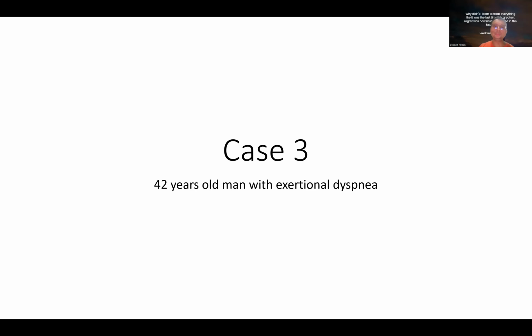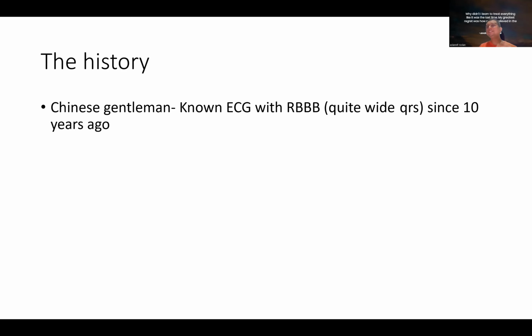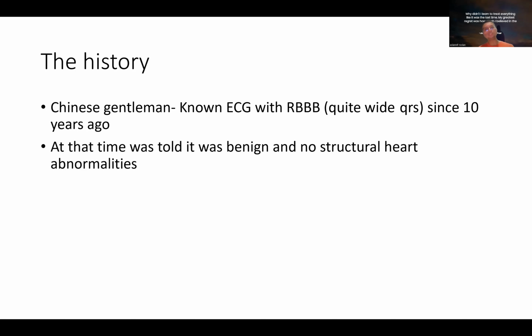We have here a 42-year-old man with exertional dyspnea. So this is a Chinese gentleman, known ECG with right bundle branch block, quite wide QRS, was 10 years ago. At that time, it was told that RBBB was benign. We do know that RBBB can be benign, unlike LBBB, and he was told to have no structural heart abnormalities.